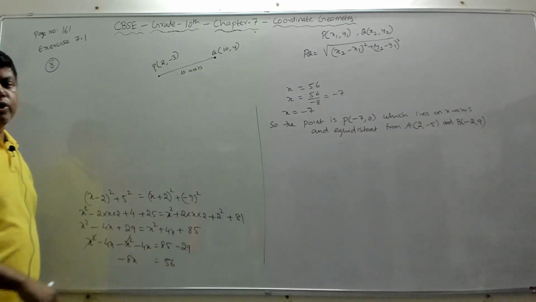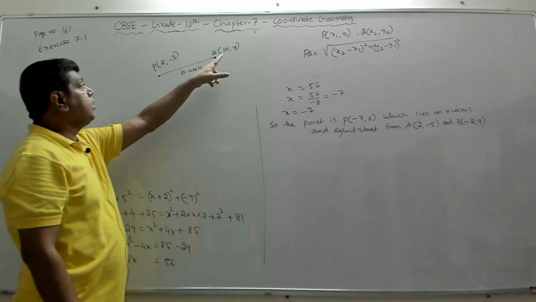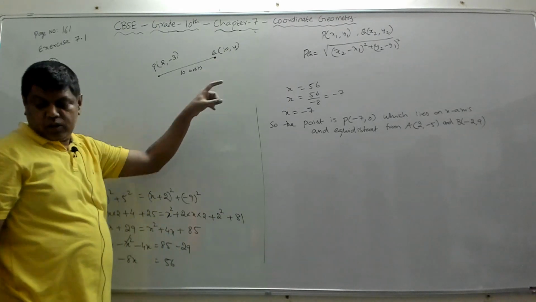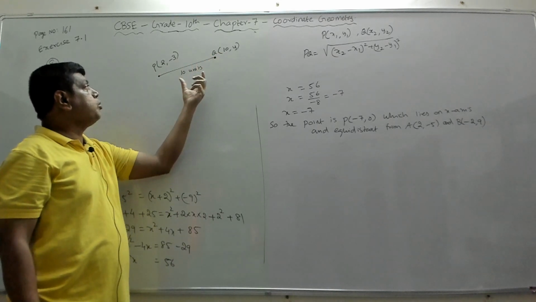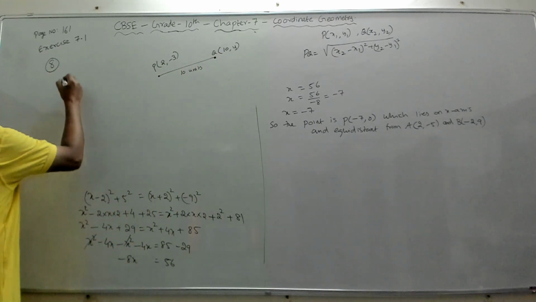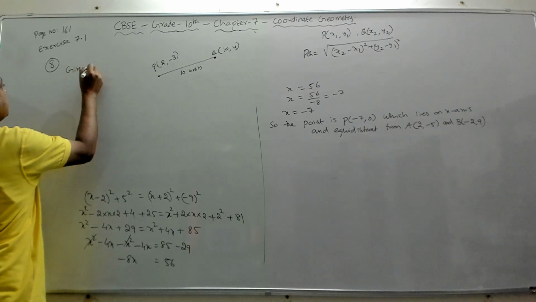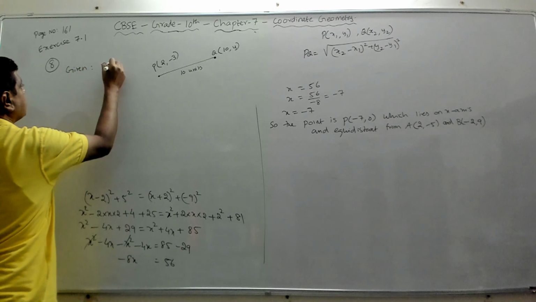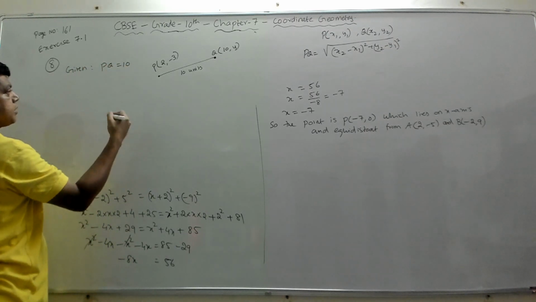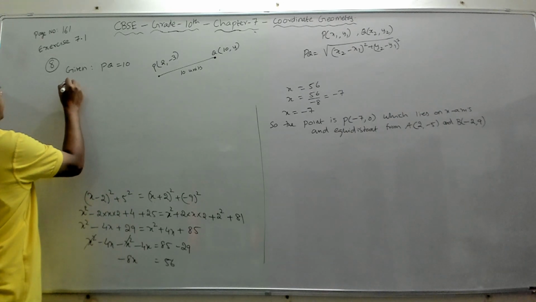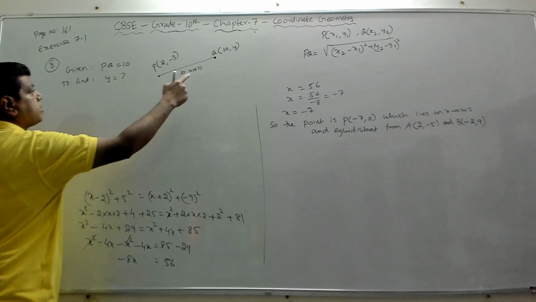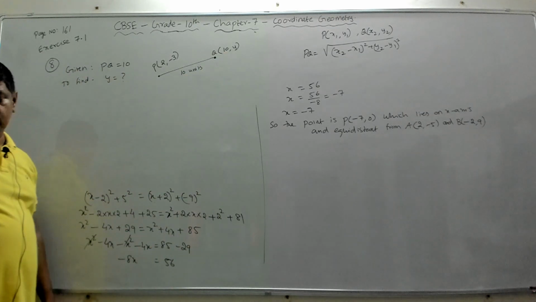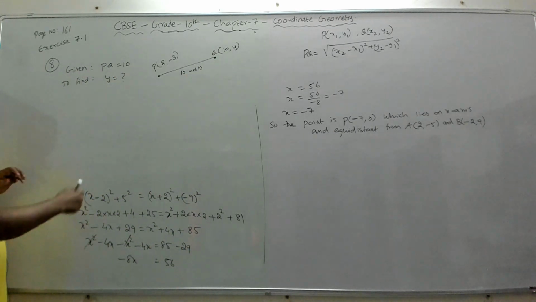Distance between P and Q is 10, that is given. We have to find the value of y. We will find what is the value of y for which the distance between these two, P and Q, is 10 units. So what is given? Given is PQ equal to 10 units. Now what we should find? To find this, we have to find the value of y. Y equal to what?